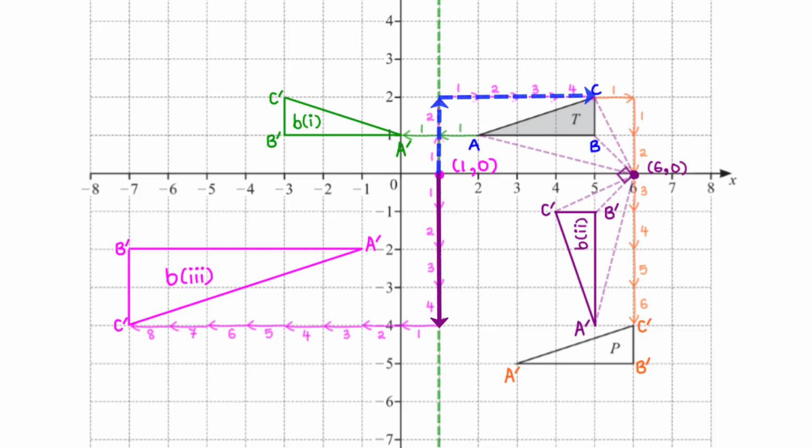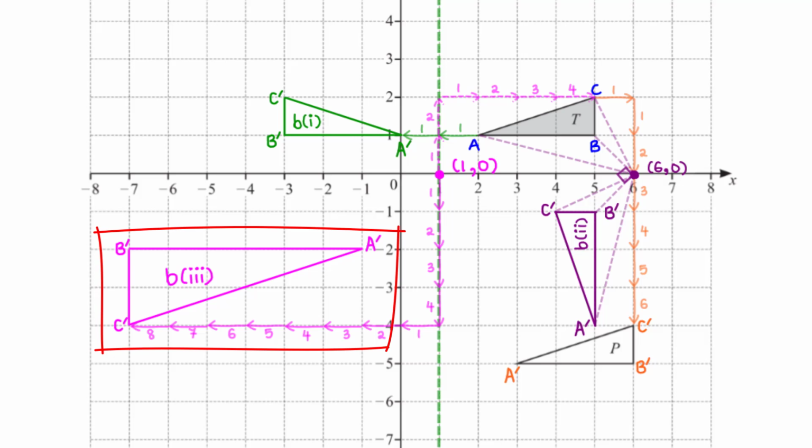And instead of moving 4 units to the right like we did initially, we are rather going to be moving 8 units to the left. After repeating the same process for all the vertices on triangle T, we are now able to map out the enlarged image of triangle T.